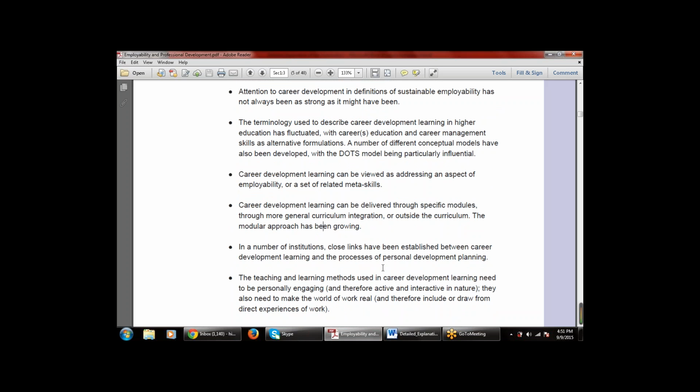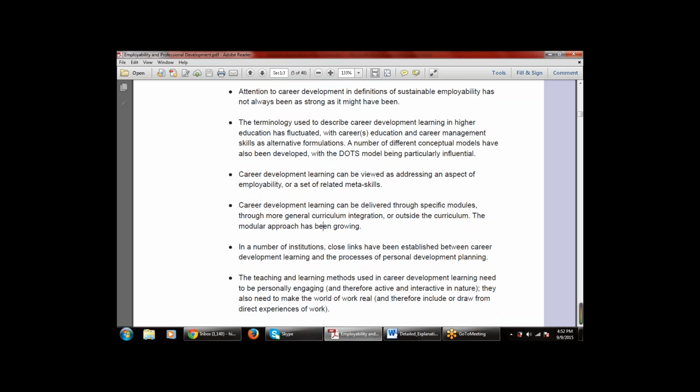And in a number of institutions, for a number of reasons, close links have been established between career development learning and the process of personal development planning. So in most institutions, there is a close link between career development and personal development planning. So there are two types of development: one is career development, and one is personal development, that is the professional and the personal.